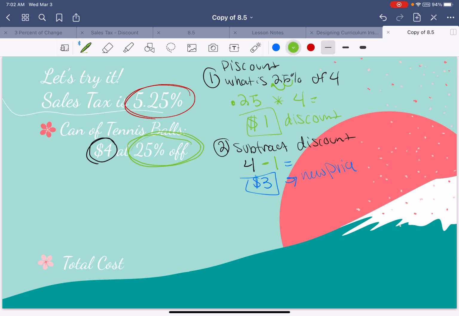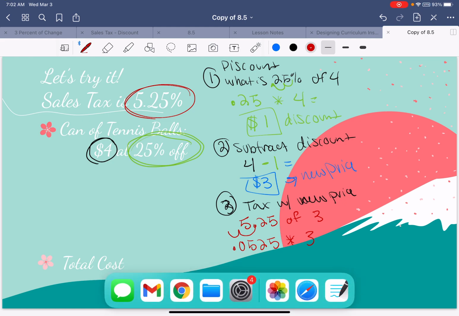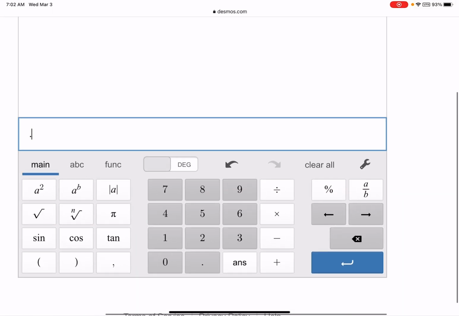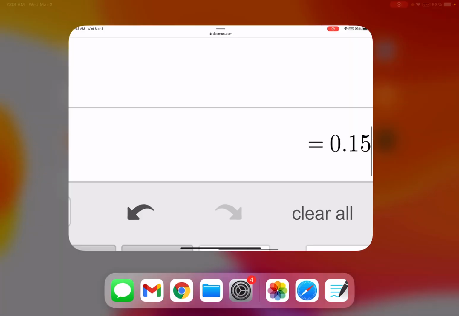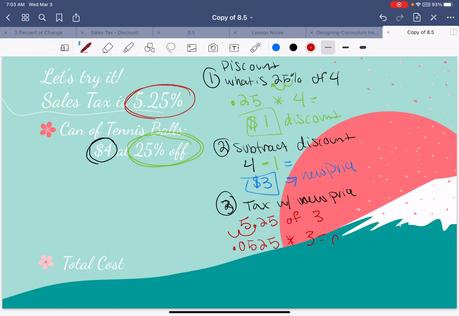So our step 3 is going to be the tax with the new price. Okay, we've got to find the tax with the new price. So our tax is 5.25% of the $3. So we move our decimal over 2. 0.0525 times 3. So we're going to come down here. 0.0525 times 3. We're going to round, right? 7 is bigger than 5, so we're going to bump the 5 up, so we end with just 16 cents. 0.16. So this right here is our tax, okay?